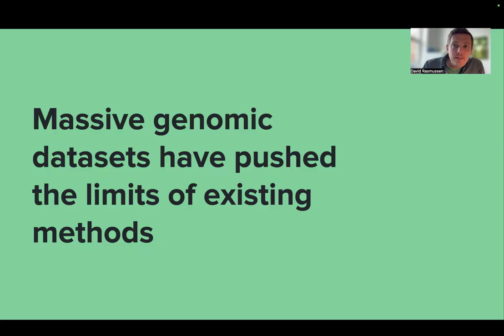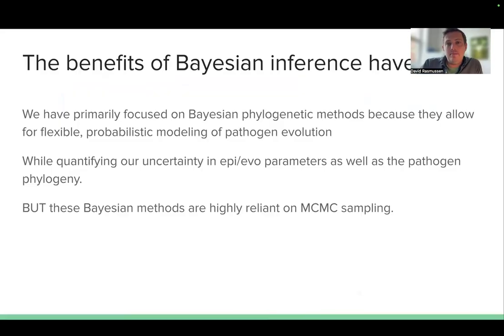So we need methods for genomic epidemiology that scale well with the size of these growing data sets. And this is in contrast to many of the methods that we've explored in this past semester, which have largely focused on Bayesian methods for doing genomic epidemiology, particularly Bayesian MCMC methods as implemented in BEAST.